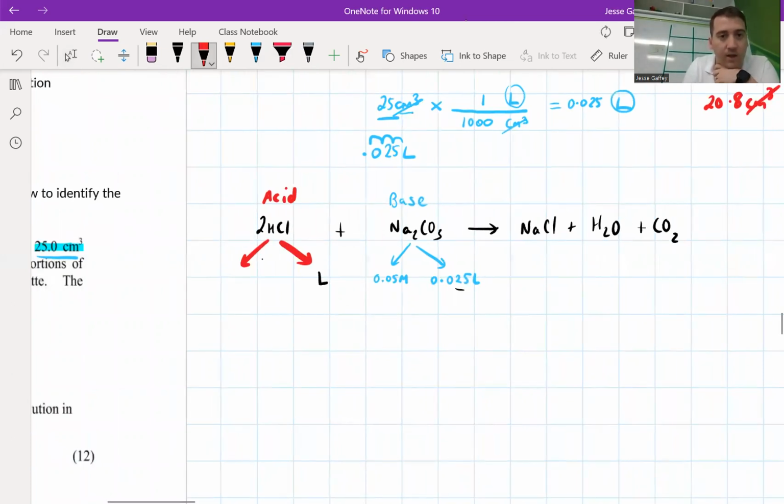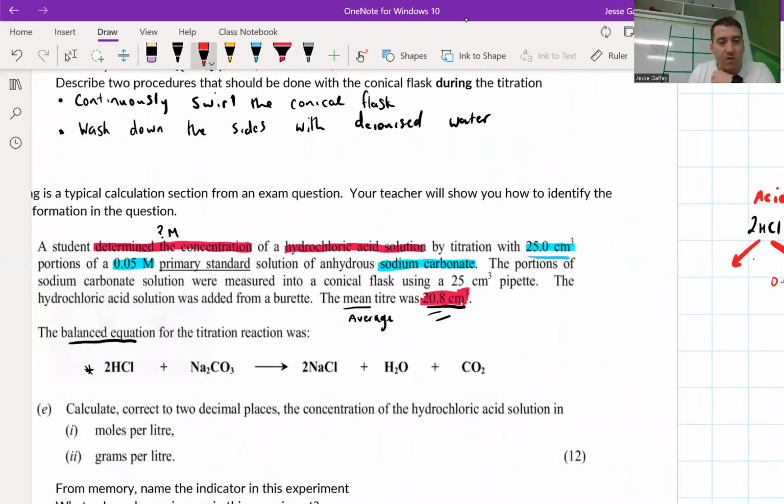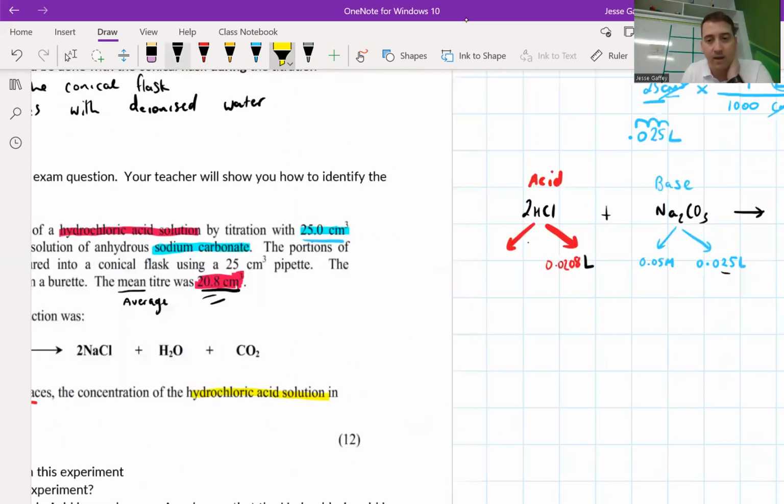I'm going to just make this pen a little bit narrower. 0.0208 liters. And remember then, if we go down to the question, it says calculate correct to 2 decimal places. Oh, that's a sneaky little one here. Okay, so your answer given to 2 decimal places, highlighting that to come back to later. The concentration of the hydrochloric acid solution in moles per liter, part 1. So straight away, we can say we don't know the moles per liter. So this here is question mark molar.